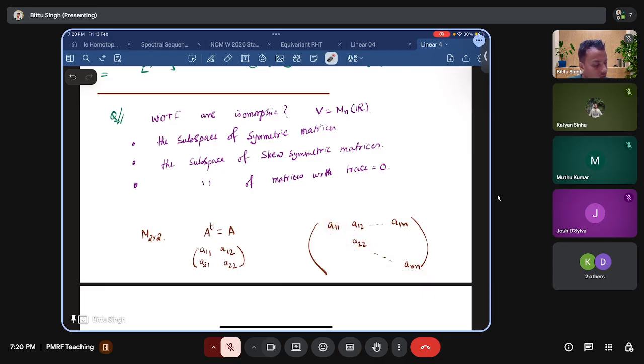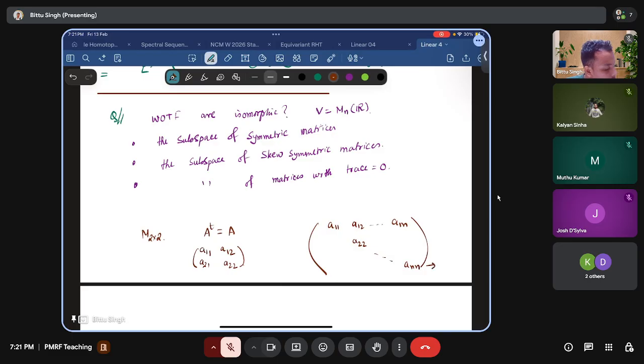So can you count this? Here there is only one element, then n minus 1, then there will be two elements, up to n elements. So in the first row there are n elements. The sum 1 plus 2 up to n is the same as n times n plus 1 by 2. So those are determined by entries above the diagonal.